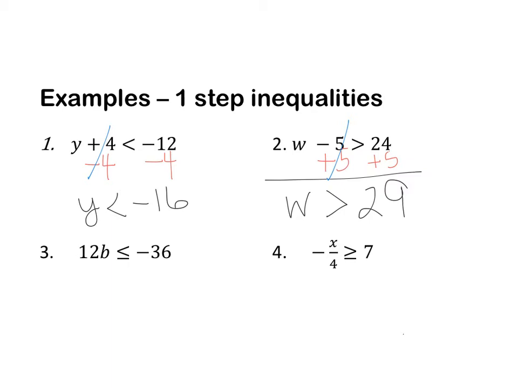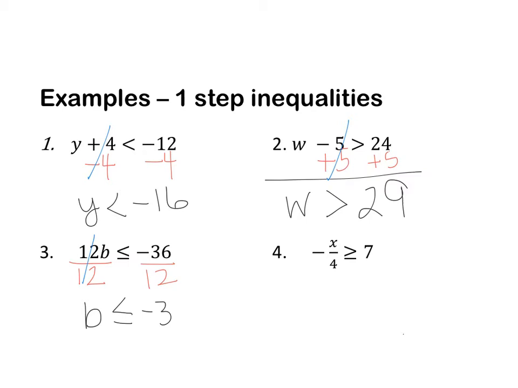Alright, third problem. I have a 12b. Whenever I have a coefficient in front of the variable, that means there's multiplication going on. And to undo my multiplication, I have to divide. And I divide by the exact same thing I'm multiplying by. So I divide both sides by 12. 12 divided by 12 is 1, so I'm just left with 1b. Bring down my inequality. And negative 36 divided by 12 is negative 3. So my answer is B is less than or equal to negative 3.